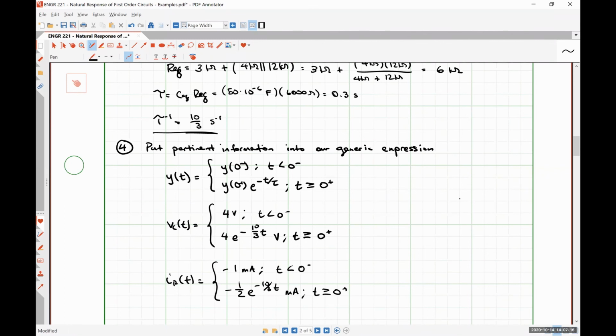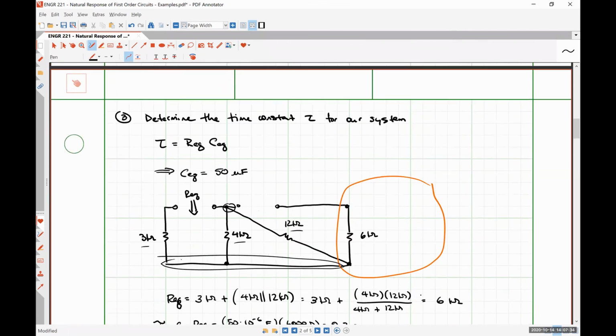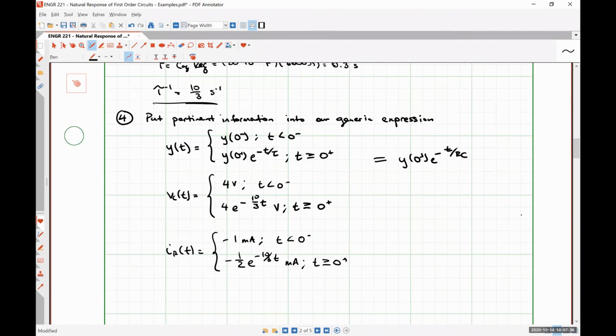So in this case, because we have an RC circuit, this is y at 0 plus e to the negative t divided by RC. It's the exact same thing because we've defined our time constant to be R times C. I think the very first thing I do in the next video is talk about time constants, but I didn't review the video before I came to class. So I'm using this generic expression which works for all first order circuits.